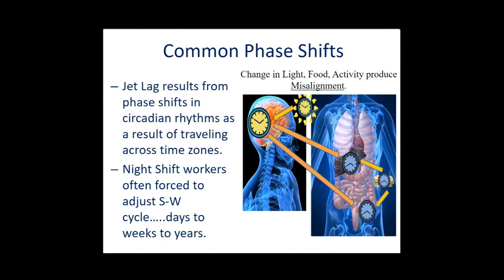The common phase shifts are jet lag and night shift workers. You start to ask, when are they going to have their change in light, food, and activity? That's called misalignment. You start misaligning the cues that come in for light, you start misaligning the food, you start misaligning your activity. And guess what? You're in Europe, and that jet lag takes 3, 4, 5 days to get your whole system working. It takes 1 day for each hour of shift that occurs.